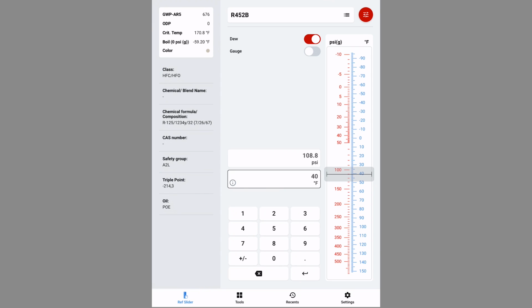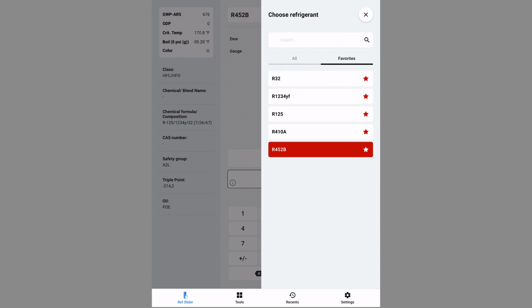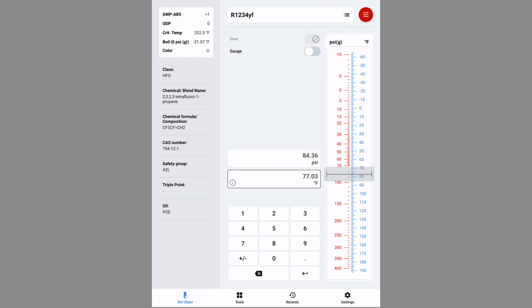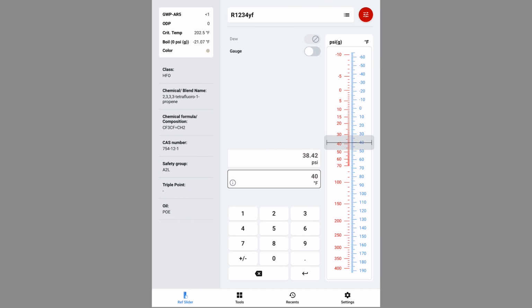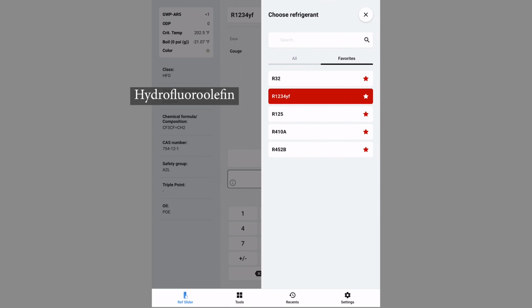HFO refrigerants have an extremely low GWP. So let's look at that. So here we see a very low GWP, just as much as CO2. So the global warming potential of CO2 is 1. And in fact, the whole basis for global warming potential is based off of CO2. But once again, this has an A2L safety rating. It can be used with POE oil, and this is an HFO refrigerant. HFO is a hydrofluoroolefin refrigerant.